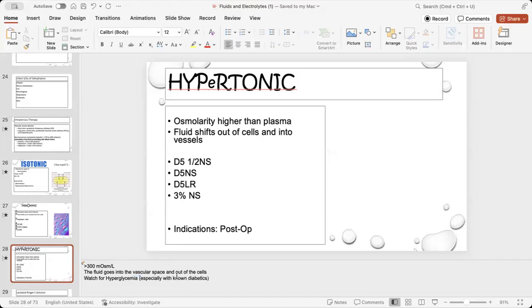Another one that you might be given is 3% sodium chloride, right? What did we say normal was? Normal sodium, 0.9. 3% is a pretty high amount of sodium, right? Who gets that? Who gets 3% sodium chloride? Who needs more sodium?